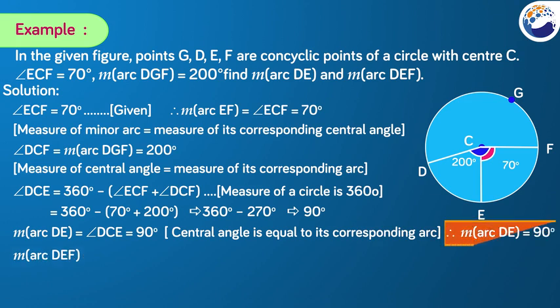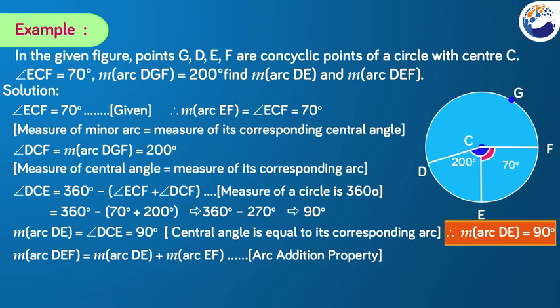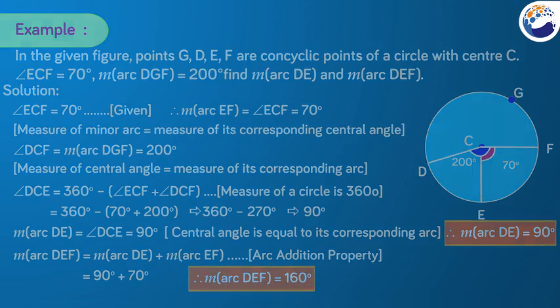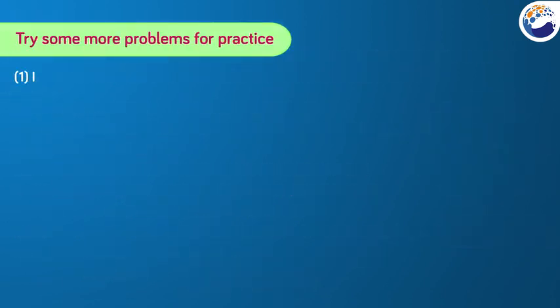Measure of arc DEF is equal to measure of arc DE plus measure of arc EF by the arc addition property, which is equal to 90 degrees plus 70 degrees. Therefore, measure of arc DEF is equal to 160 degrees. Try some more problems for practice.